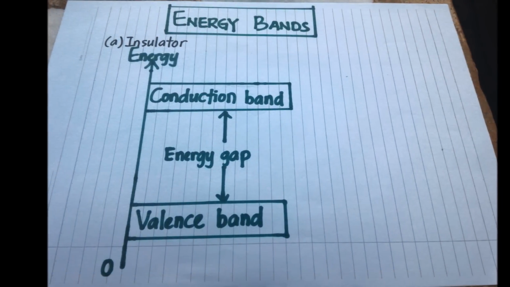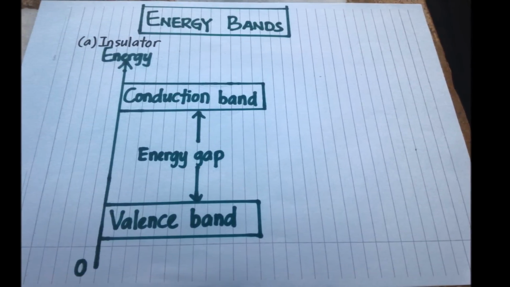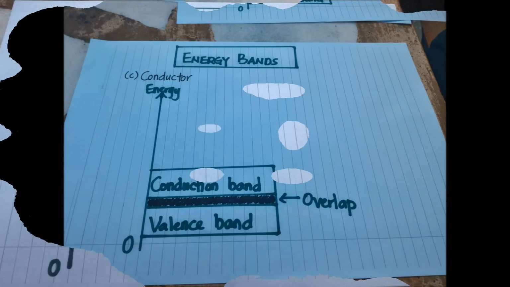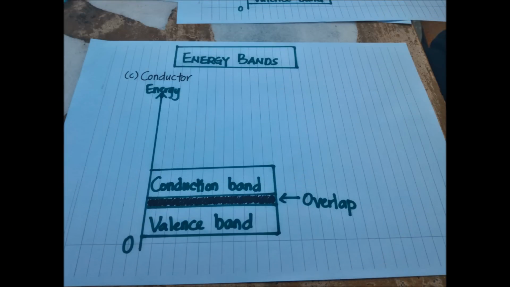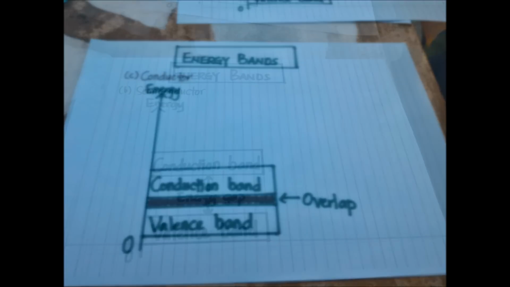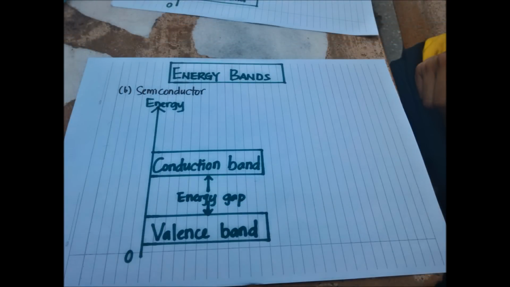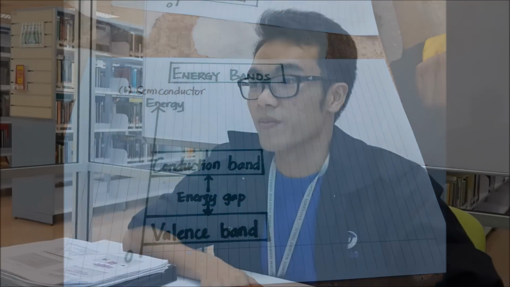An insulator is a material which does not conduct electrical current. A conductor is a material that can easily conduct electrical current. A semiconductor is a material between conductors and insulators.